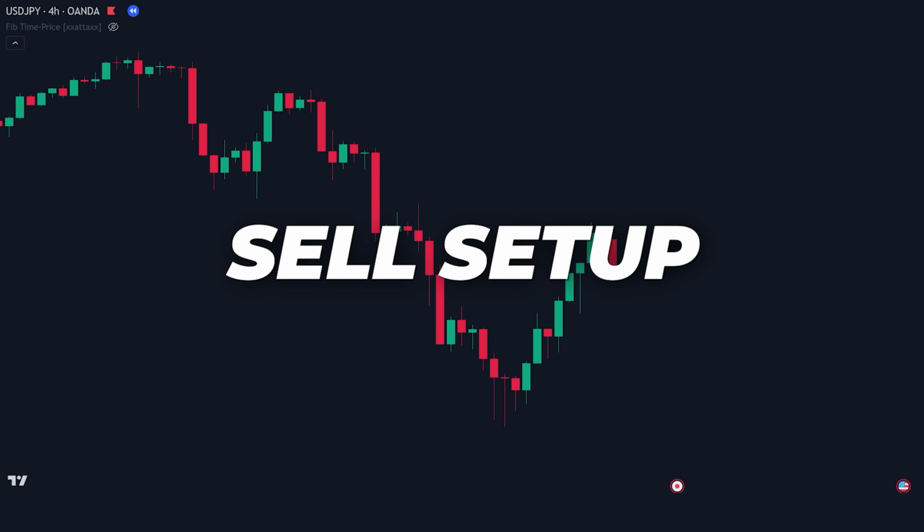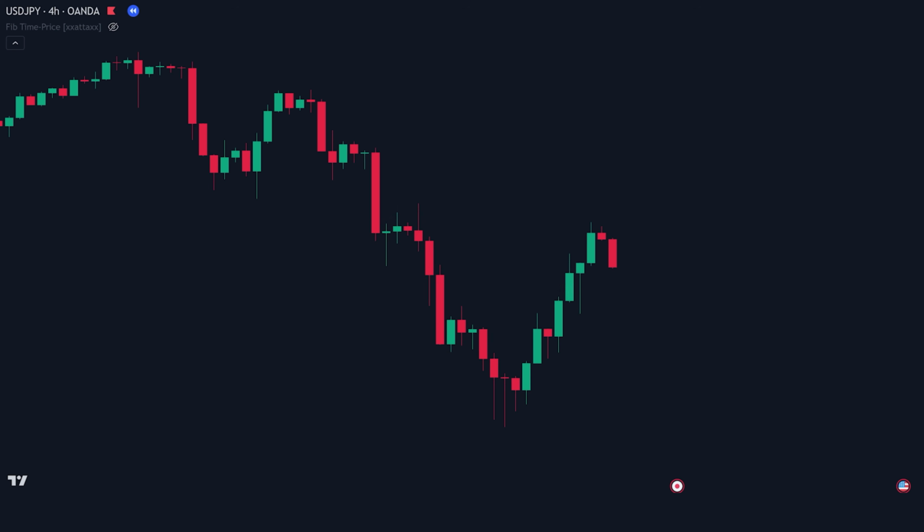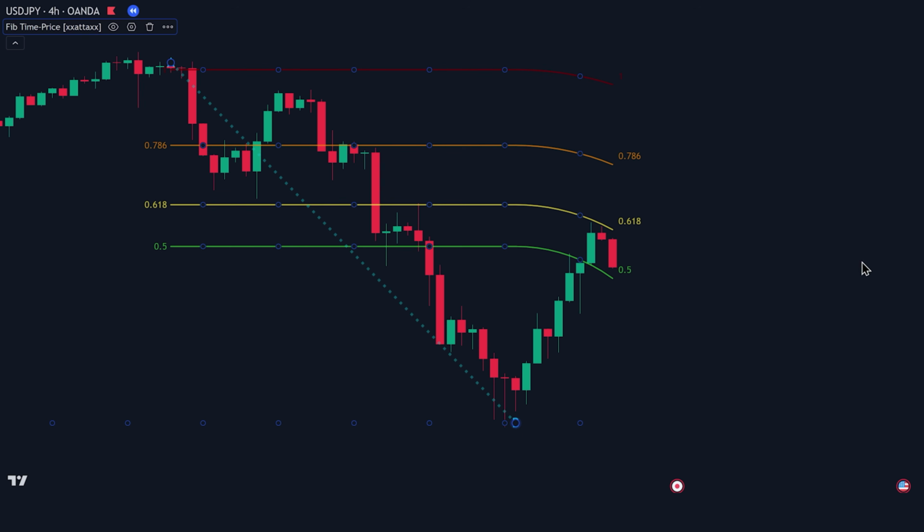Here is the last trade setup for this video. First, confirm the trend. In this case, the trend is clearly bearish, as indicated by the series of lower highs and lower lows. This sets the foundation for a potential sell opportunity. Once you see a retracement in the price, adjust the indicators point A and point B manually to the swing high and the swing low.